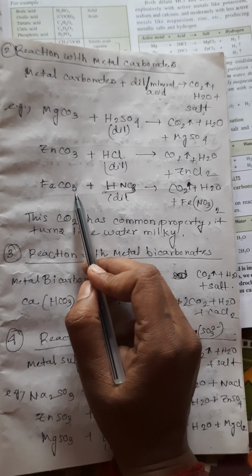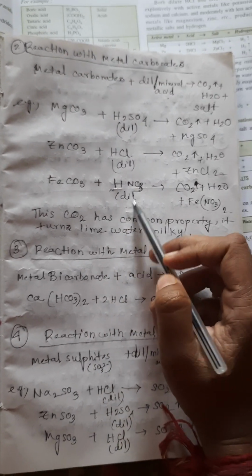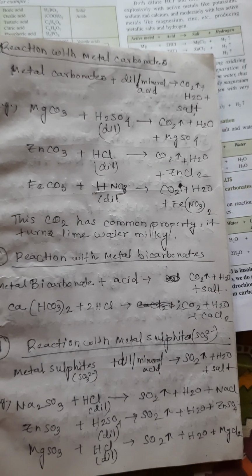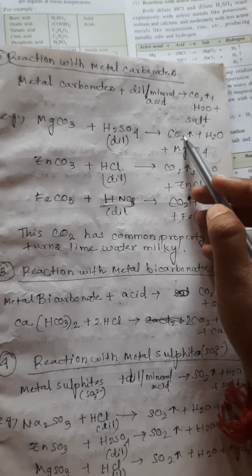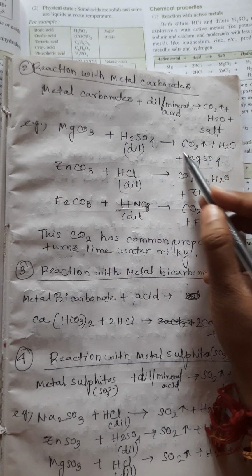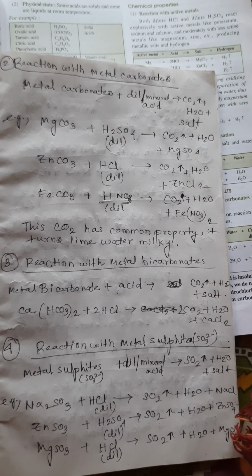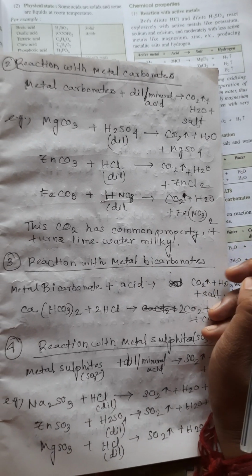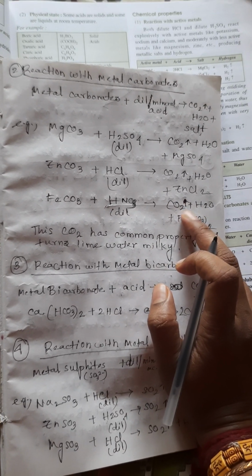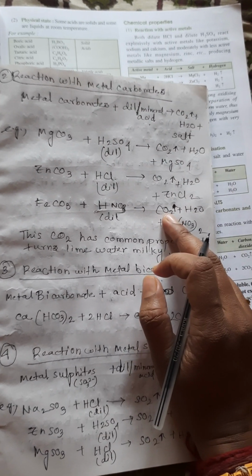In case of ferrous carbonate, what happens? When it reacts with dilute nitric acid, it produces carbon dioxide gas, water and ferrous nitrate. But how will you identify this gas? We know carbon dioxide gas is liberated, but how will you identify it? Carbon dioxide has a common property, you all know: it turns lime water milky. If the gas always turns lime water milky, then we can easily consider that this gas is carbon dioxide.